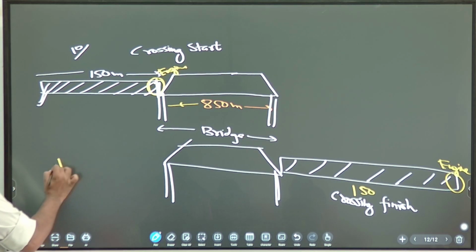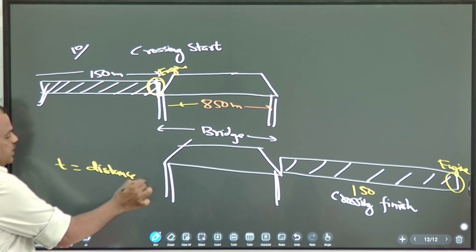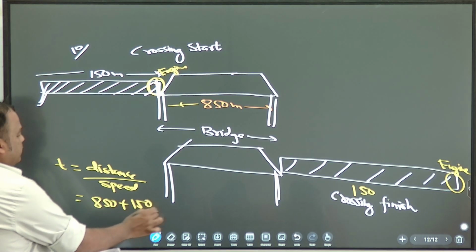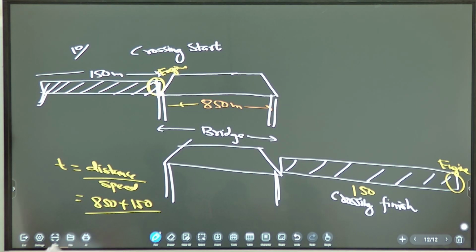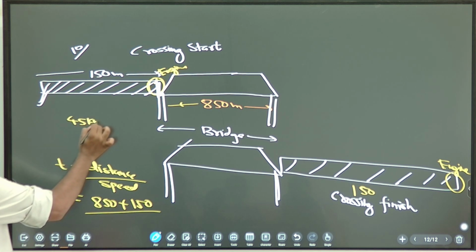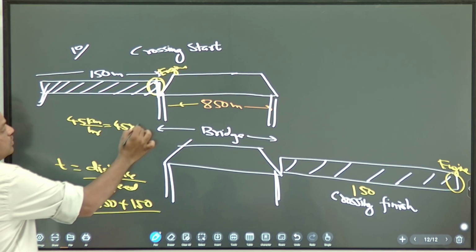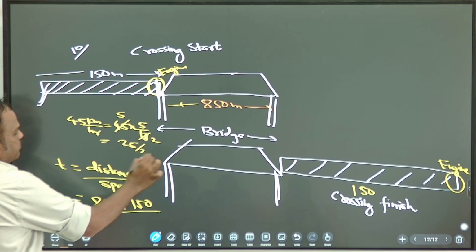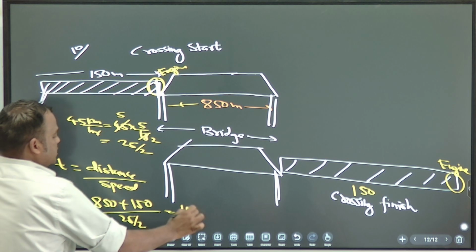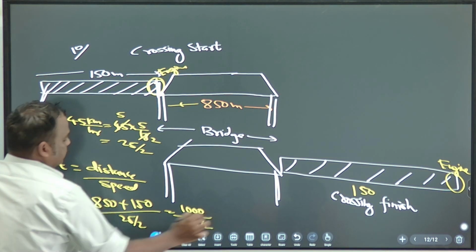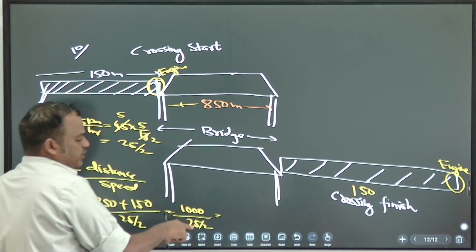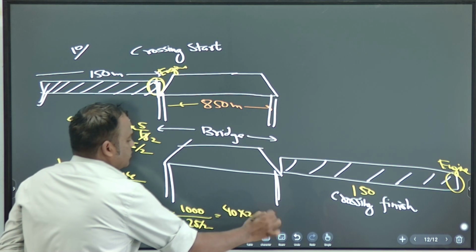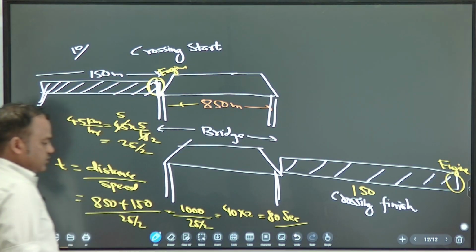So time we can calculate as distance by speed. So 850 plus 150 by speed, which is 45 kilometer per hour. Convert into 5 by 18. Cancel by 9. So 5 times 2, so 25 by 2. So 1000 by 25 by 2. 1000 by 25 is 40, and this 2 will go to the numerator. So 80 seconds. Okay, note down.